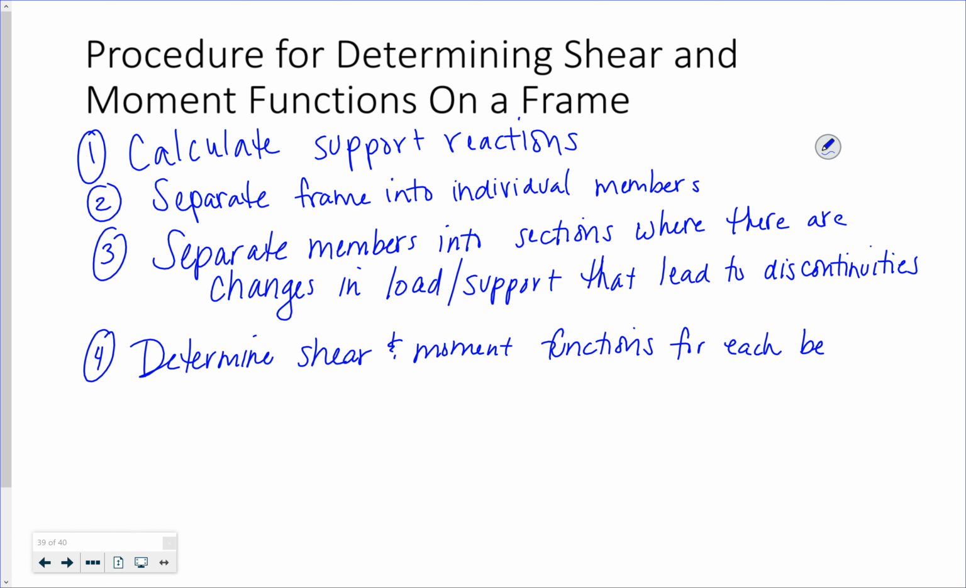For each beam and its sections, or each beam, each member. Right? And then we will plot them.